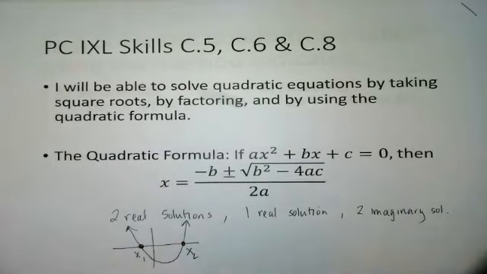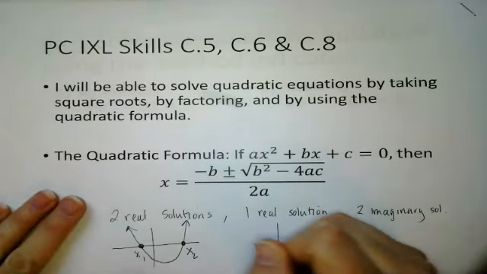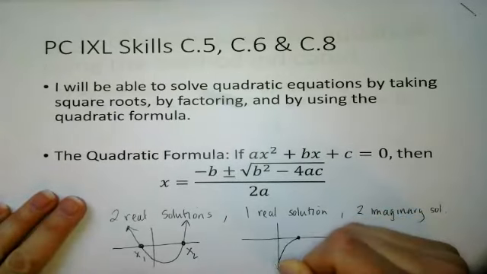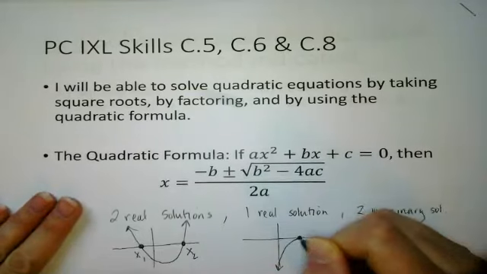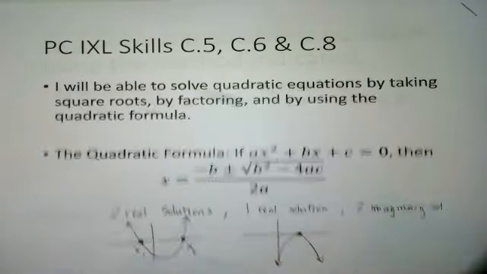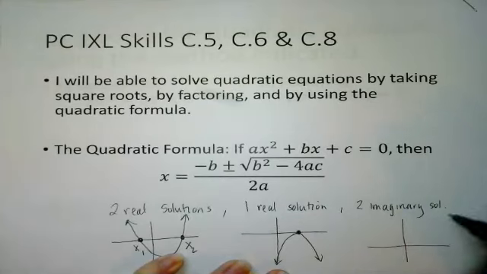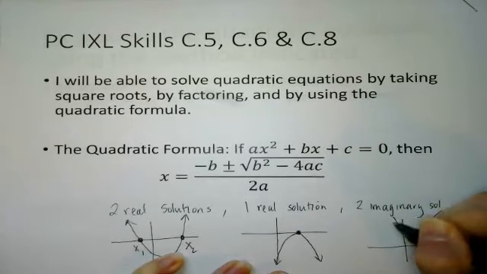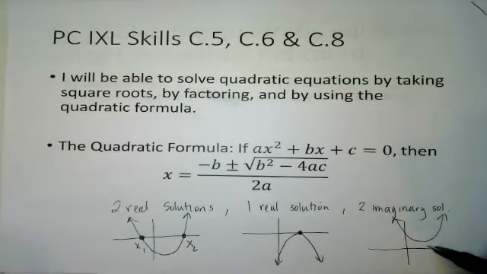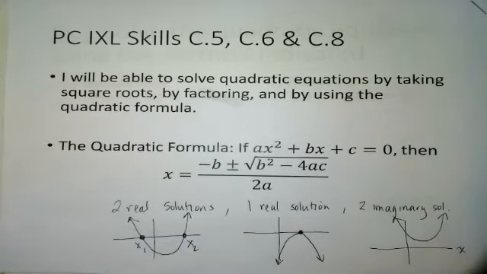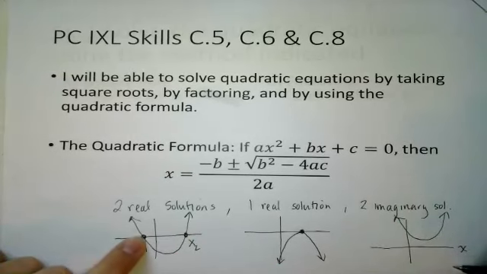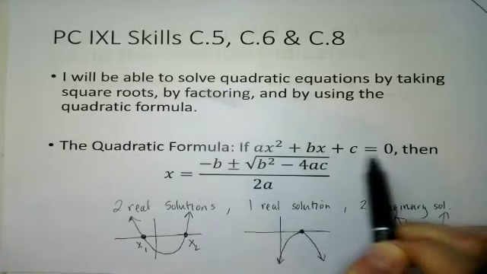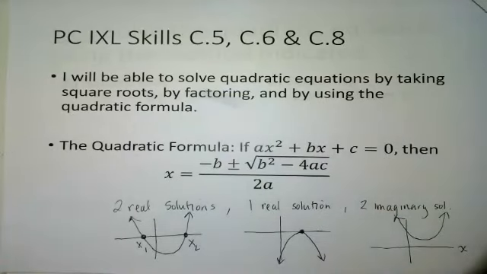x1 and x2, where it crosses the x-axis. One real solution means that it's just touching the x-axis, and there's only one point of intersection. And if it has two imaginary solutions, then, well, it's lovingly called a floater. It's floating above or floating below the x-axis, and therefore it doesn't have any real x-intercepts. So just a reminder, you can set your quadratic equation equal to 0 and then graph it to figure out pretty quickly if it has two real solutions or not.